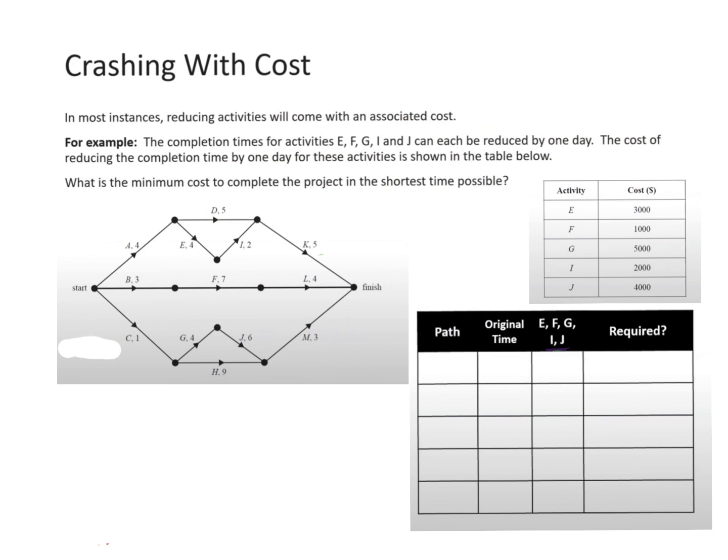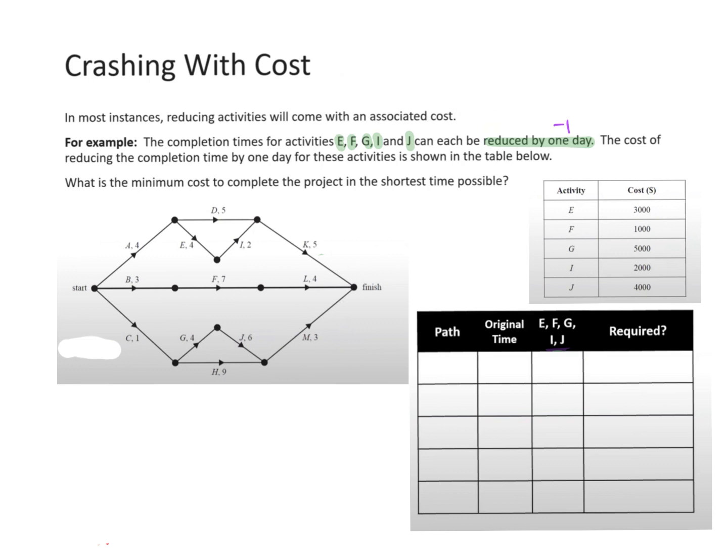So now we're going to have costs. So sometimes some activities cost less to crash than others. And so that's going to be very important to take into account because businesses don't want to spend if they don't have to. So in most instances, reducing activities will come with an associated cost. So here's an example. The completion times for activities E, F, G, I, and J can be reduced by 1 day. So they're saying we can take away 1 day there. And the cost of reducing the completion time by 1 day for these activities is shown in the table below.